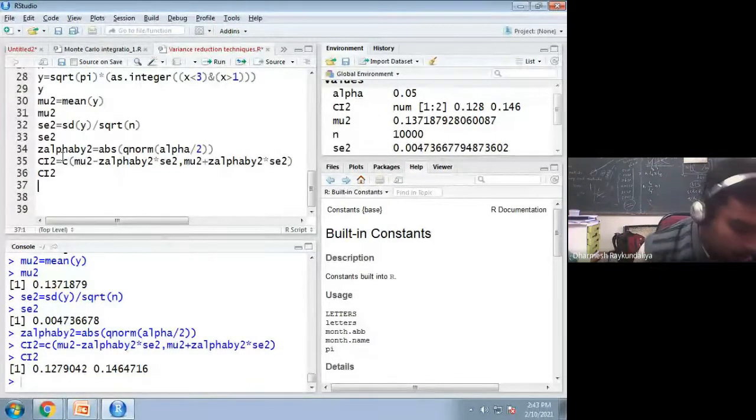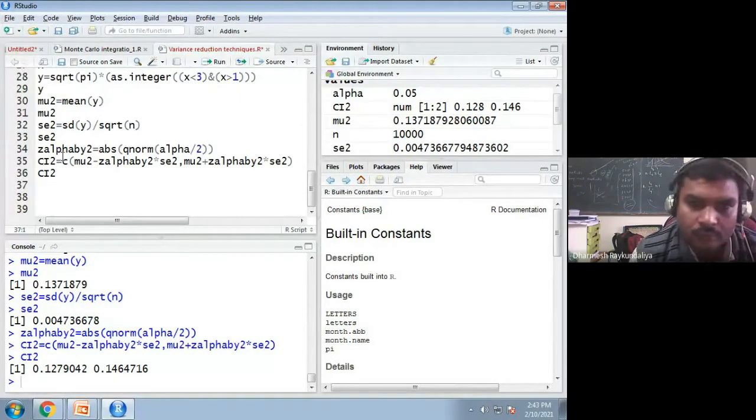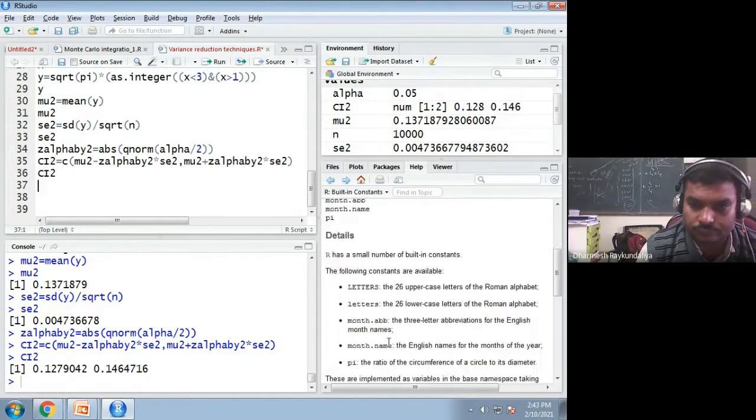Is that clear? क्या गलती थी जो हमने पुराने practicals में, in previous practicals we have assigned the pi I, ना, we have taken the various probability. No doubt the pi I is, by default it is giving the ratio of the circumference of a circle to its diameter. That is true, but here R is taking the pi I as a vector earlier. That's why. So now we are getting the same answer, more or less similar. So that means the approach is same.